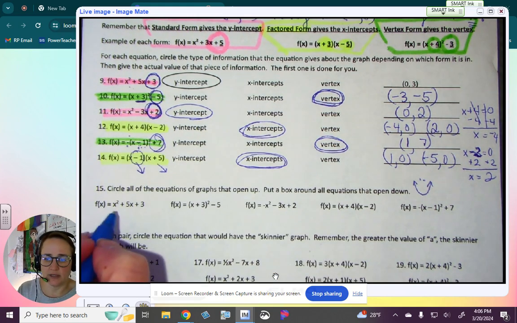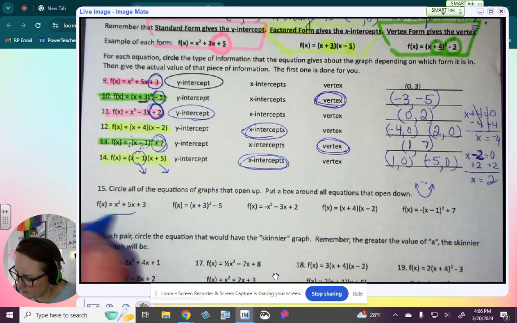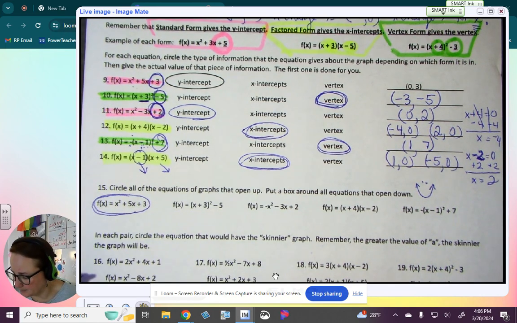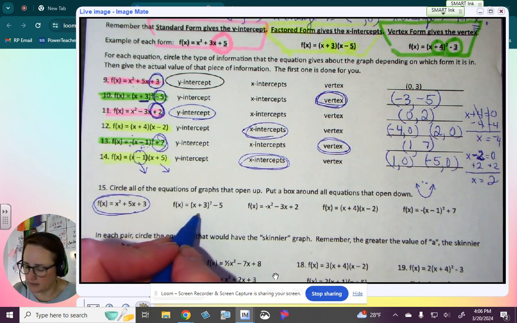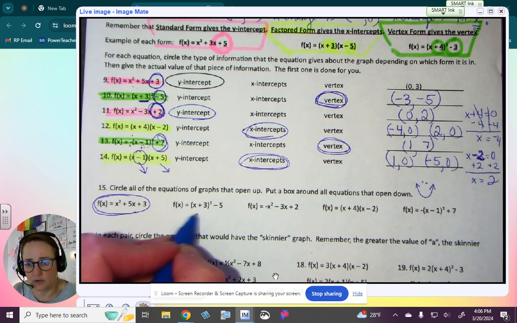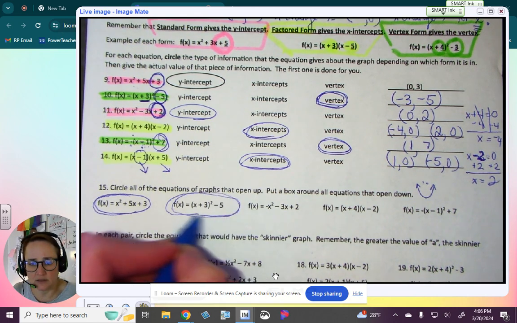That means we're looking at just what's in front of the x squared, or what's in front of the entire equation. This one is a positive, so I'm going to circle it. That one opens upward. This one also has nothing in front of it. That's a positive number going on right there. It's a positive 1. I'm going to circle this.